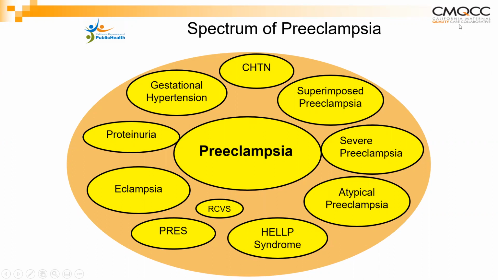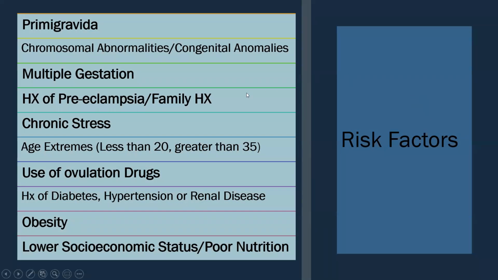And here is that CMQCC, California Maternal Quality Care Collaborative. This is straight from their toolkit. So some of the risk factors that predispose a woman to develop some of the cardiovascular hypertensive disorders are listed here. Prima gravida, which we know is the first pregnancy. If there's any diagnosed chromosome abnormalities or congenital anomalies in the fetus, multiple gestation. This is an important one. If there's a history of preeclampsia, a family history, first line relative, we are concerned because we think there might be a genetic component to it.